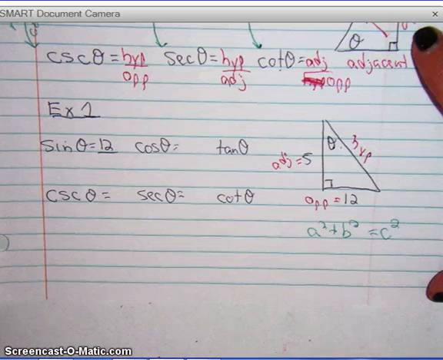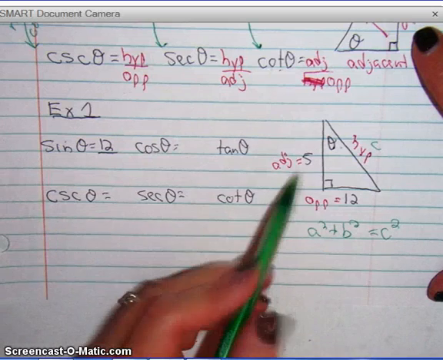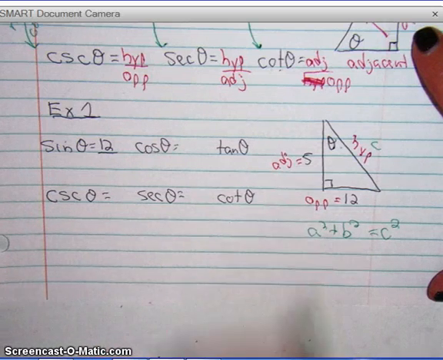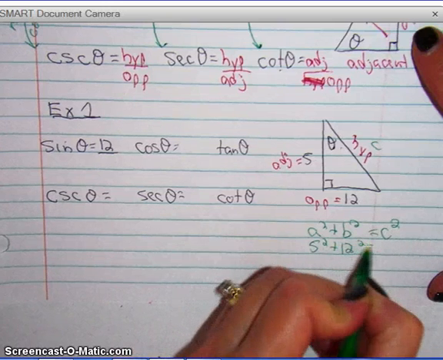I'm so sorry. I forgot to find the hypotenuse. Okay. What side has to be c, gang? The hypotenuse. So this side has to be c. So a and b, it doesn't matter which is which. So 5 squared plus 12 squared equals c squared.